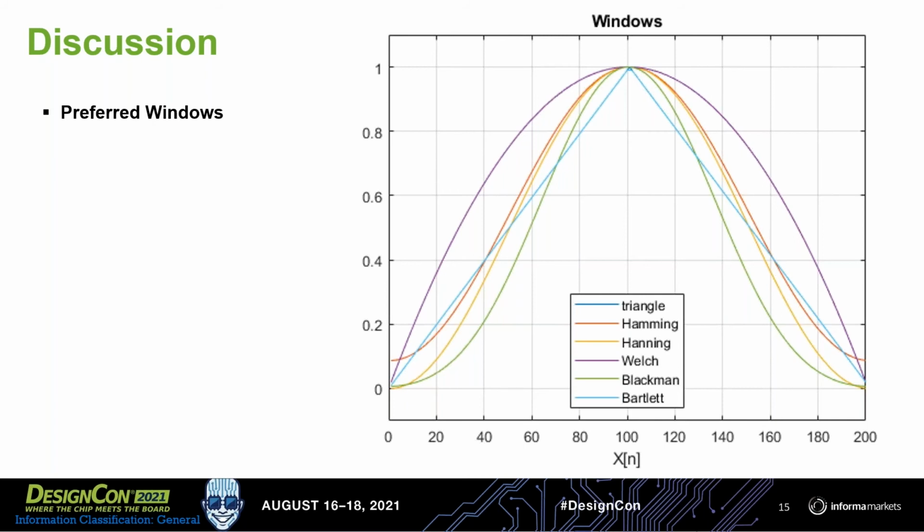So when I do windowing, if I'm in HFSS, I typically use the Welsh function. The reason I use the Welsh function is because it gives me the fastest rising edge with the least amount of artifacts from just converting from frequency to time domain.